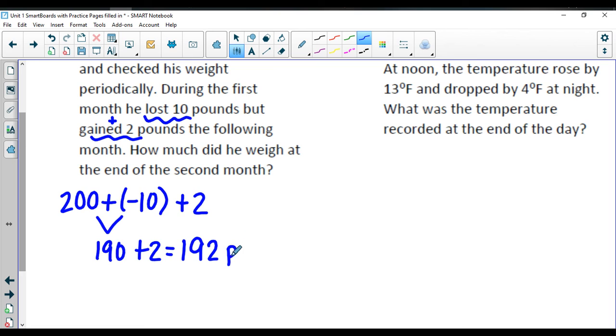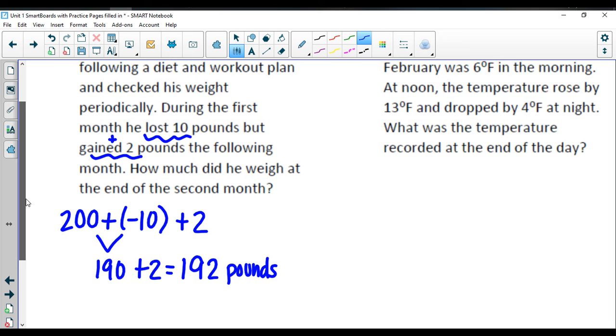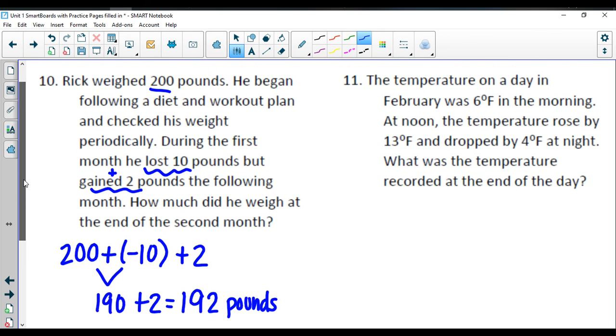And don't forget, it's a word problem. Word problems deserve word labels. So 192 pounds would be a great label for that one.